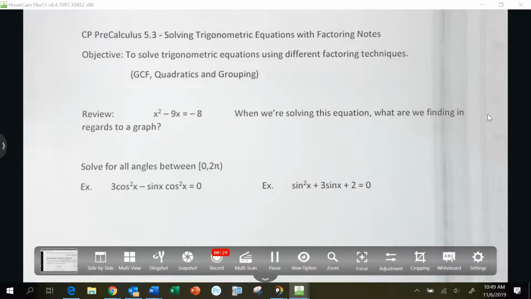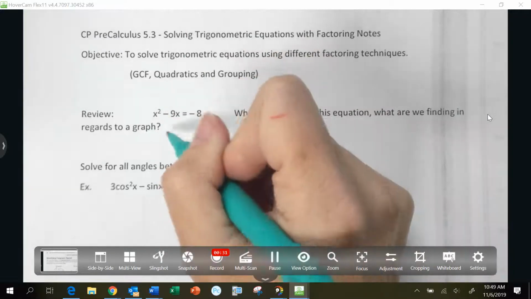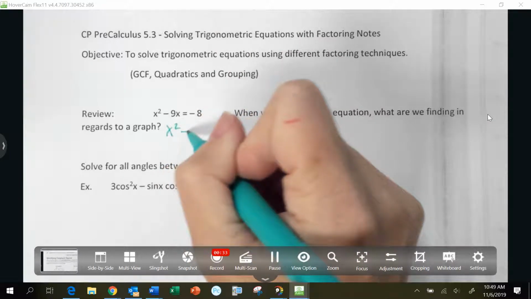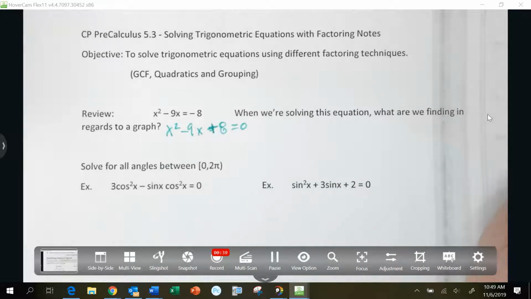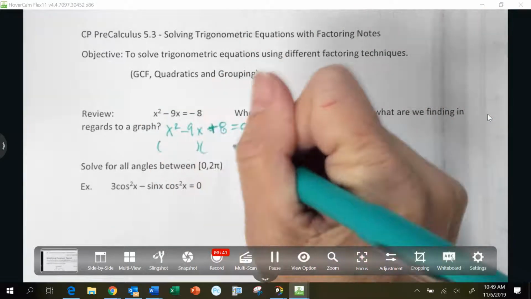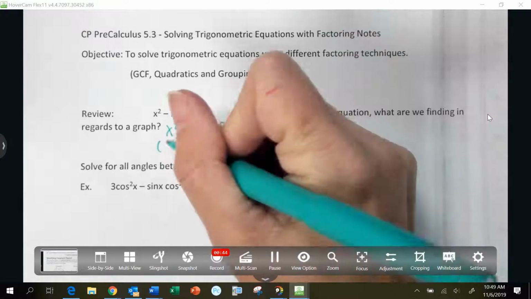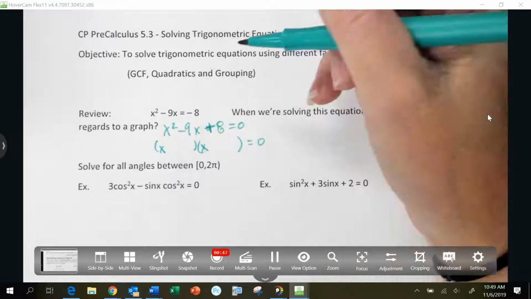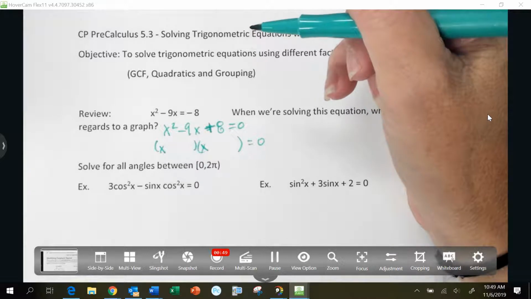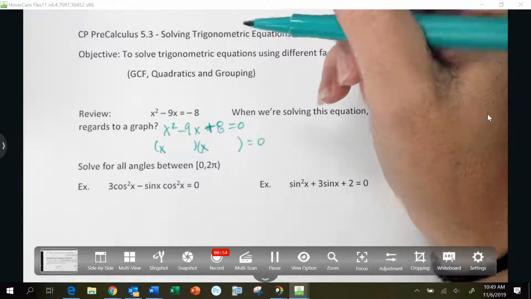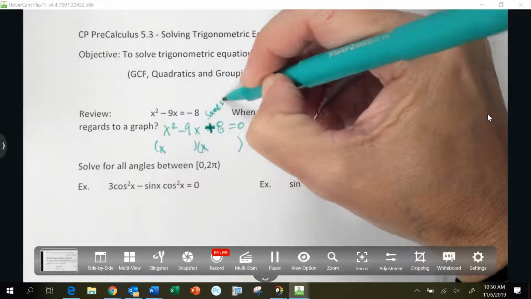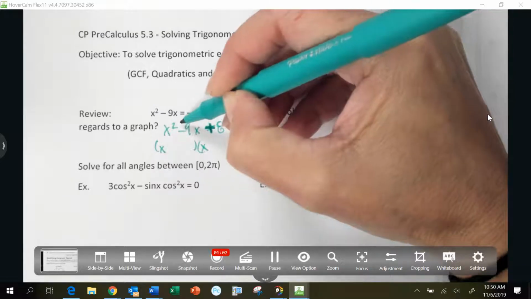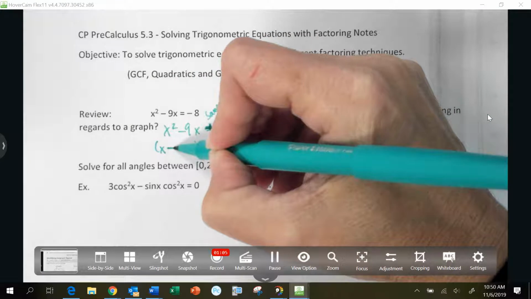I have to set it equal to 0. So I have to add 8, yes. So I have x squared minus 9x plus 8 equals 0. And then we're going to factor it by guess and check. It's got to be x and x. What do my signs have to be? They both have to be subtraction, right? This plus 8 tells me they're going to be the same sign. And then this minus sign right here tells me they're both going to be minus.